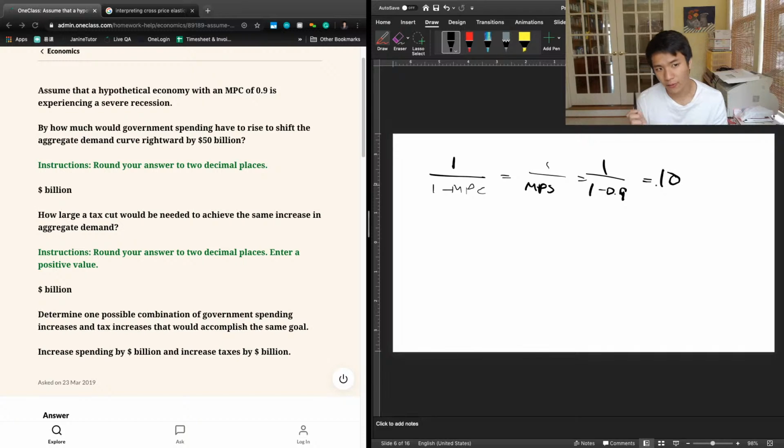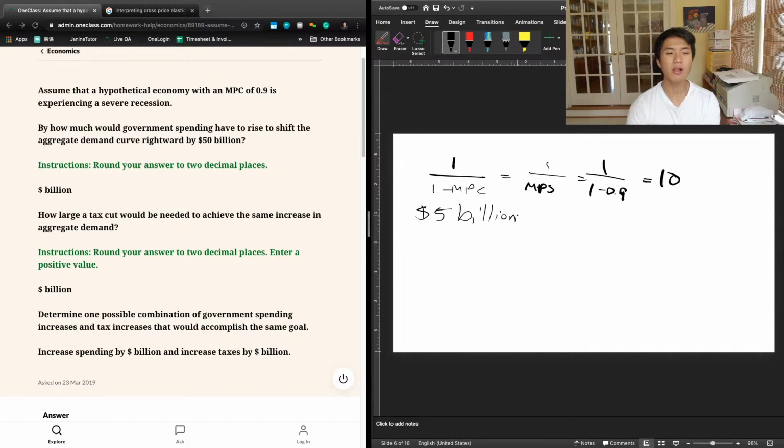And so if our goal is to shift the aggregate demand curve rightward by $50 billion through government spending, then we know that we would only have to spend $5 billion to get 10 times that, or $50 billion of increase in aggregate demand. So the correct answer for the first portion of this question is going to be $5 billion. Okay? Hopefully that makes sense by how we got to that answer.